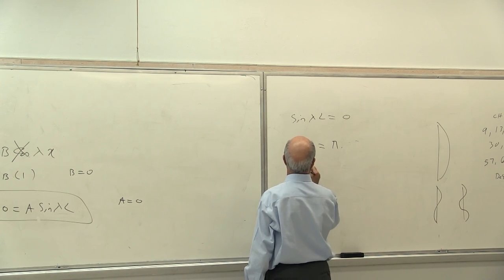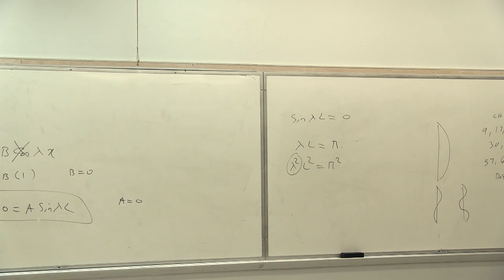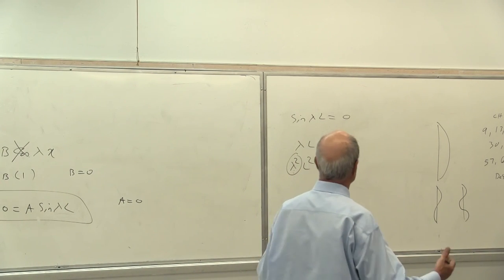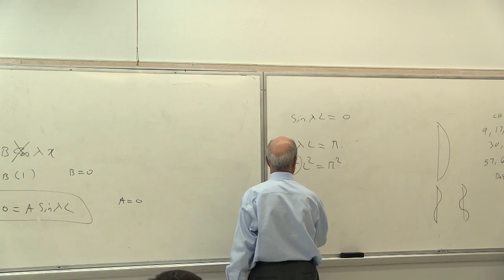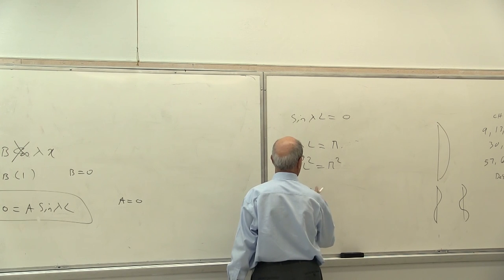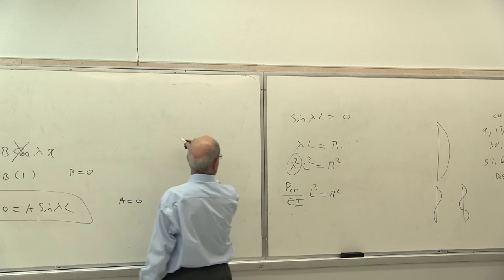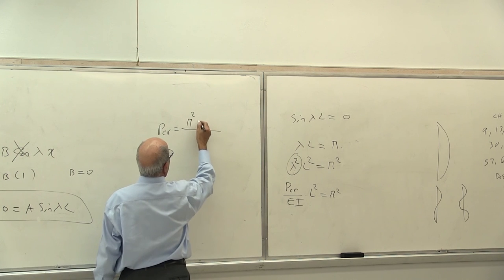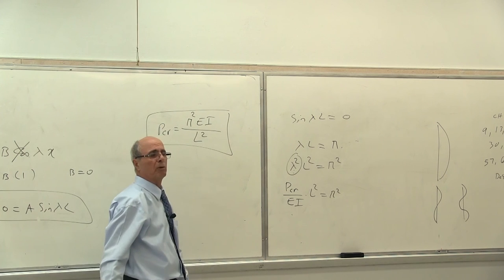So you square both sides of it, and lambda square was equal to what? Lambda square was equal to P over EI. But now the P is P critical, because that's where I have the solution, a large deformation. So I put here P critical over EI, which is the value of lambda squared, multiplied by L square, equal to pi square, which gives us the following formula. P critical equal to pi square EI over L square. This is called the Euler formula.